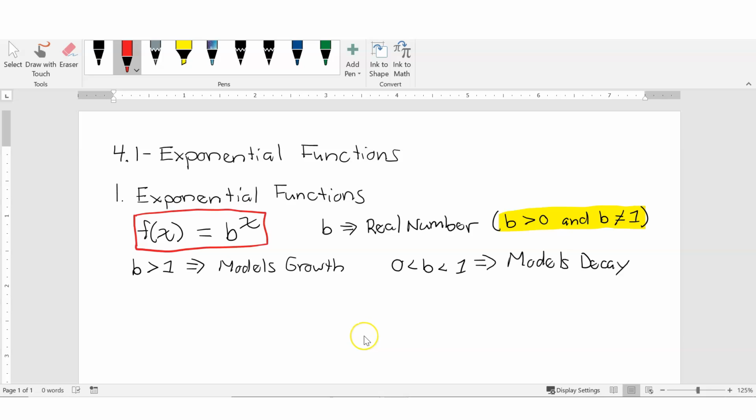In Chapter 4, we're going to continue looking at different groups of functions, namely exponential and logarithmic functions. Let's look at exponential functions first in Section 4.1. An exponential function, f of x, is defined as some base b raised to our variable x. Now, that base b has to be a real number, and it has to be positive. It has to be strictly greater than 0, and it cannot equal 1.